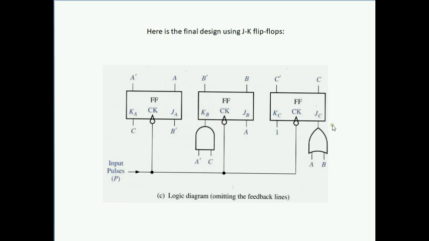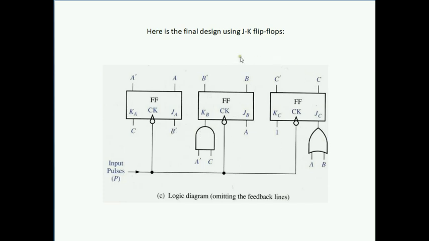Now, these are JK flip-flops. The JK flip-flops have a clock input, and they only change their state when the clock input activates them to change state. So what these gates and these connections do, see for example the JA was just B naught, and so it's just a straight wire here.